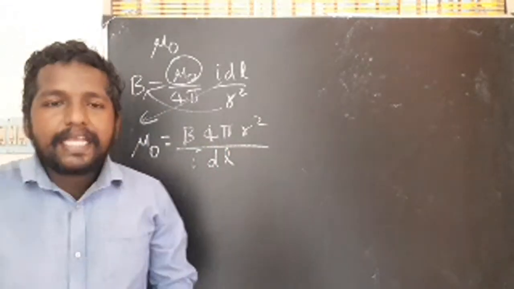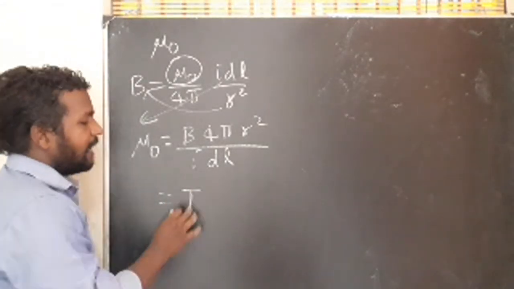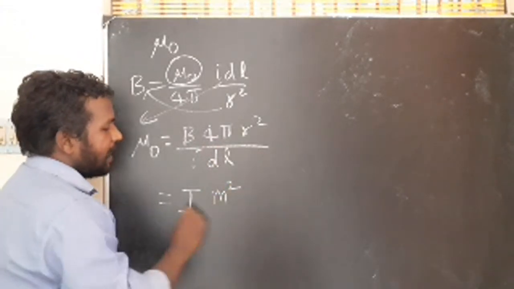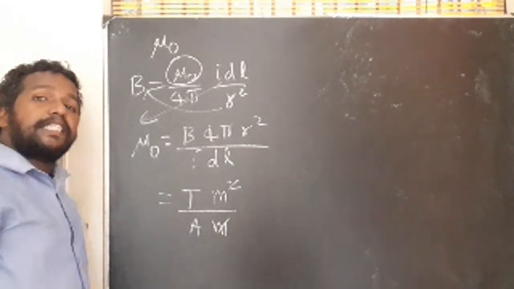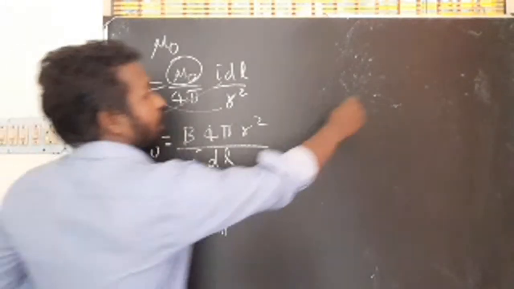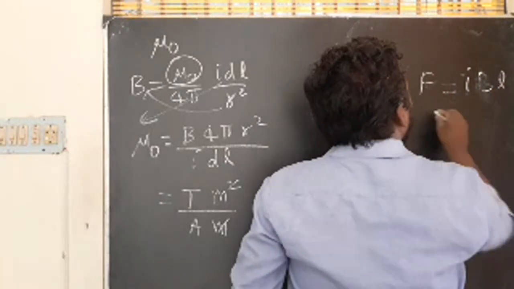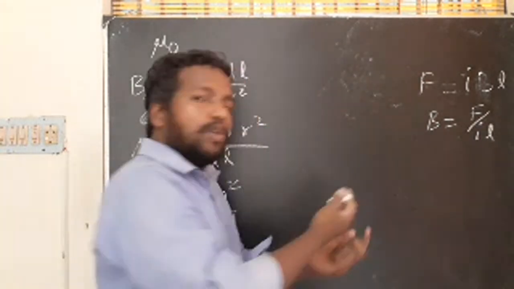B is called magnetic field. Magnetic field unit is Tesla. I'll tell you what Tesla is. 4 pi we don't have a unit. Distance is meter square. Current is ampere. Length is meter. Meter square gets cancelled. What is Tesla, the magnetic field? F is equal to I B L, so B is equal to F divided by I L.